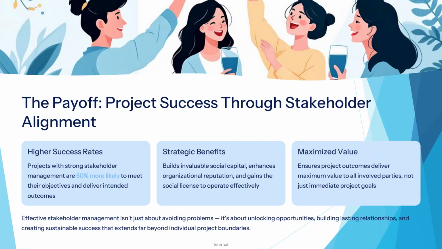The payoff is project success through stakeholder alignment. High success rate: projects with strong stakeholder management are 50% more likely to meet their objectives and deliver intended outcomes compared to other projects. Strategic benefits: social capital, enhanced organizational reputation, and gaining the social license to operate effectively. Then maximizing value: ensure project outcomes deliver maximum value to all involved parties, not just the immediate project goals. So finally, effective stakeholder management is not just about avoiding problems, it is about unlocking opportunities, building long-lasting relationships, and creating sustainable success that extends far beyond individual project boundaries.